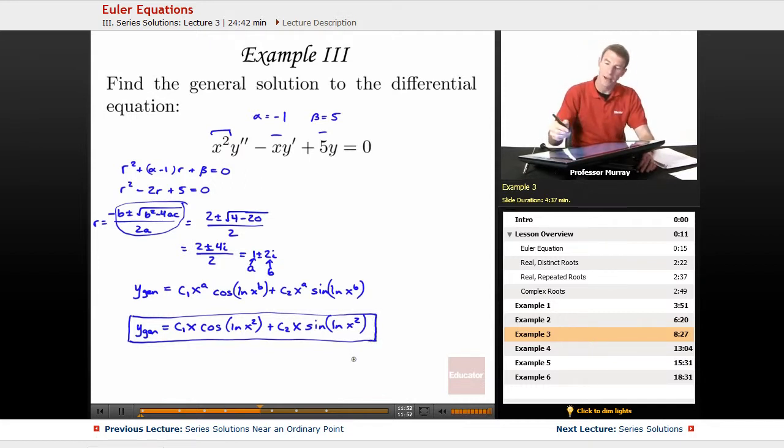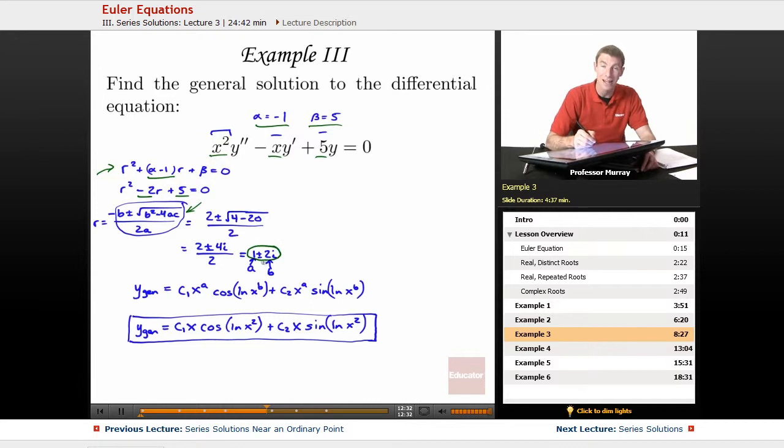So let's take a look and see how that worked out. We had our Euler equation because of those descending powers of x: x squared, x, and a constant. So we read off our coefficients. Alpha is negative 1, the coefficient of the x term. Beta is 5. And we plug those into the characteristic equation. Remember the subtlety where in the characteristic equation, you drop the alpha down by 1. So alpha minus 1 becomes negative 2. The beta is 5. And now to solve that, we have to go to the quadratic formula. And that simplifies down to 1 plus or minus 2i.